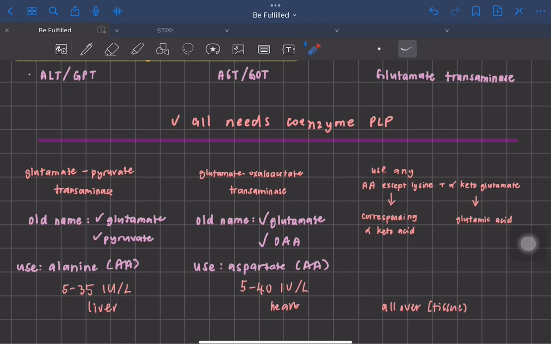Okay, so where is it distributed or found most? Dekat liver, dekat heart, and all over the tissue. Maksudnya we can find it all over. And bila mana kita find increased concentration of these enzymes in these organs, that means there might be a cell destruction.